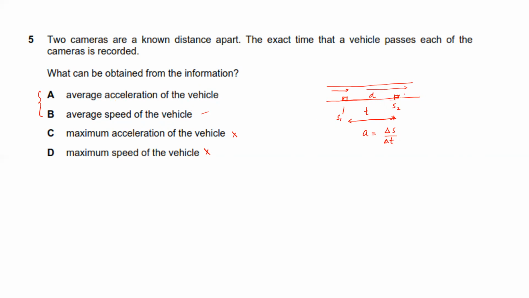Okay, so with the average acceleration, we are using speed cameras, and with these speed cameras we can easily measure the speed, or the average speed, of the vehicle between this distance. That option will have more precedence over the average acceleration of the vehicle. So we'll go with answer B in this case.